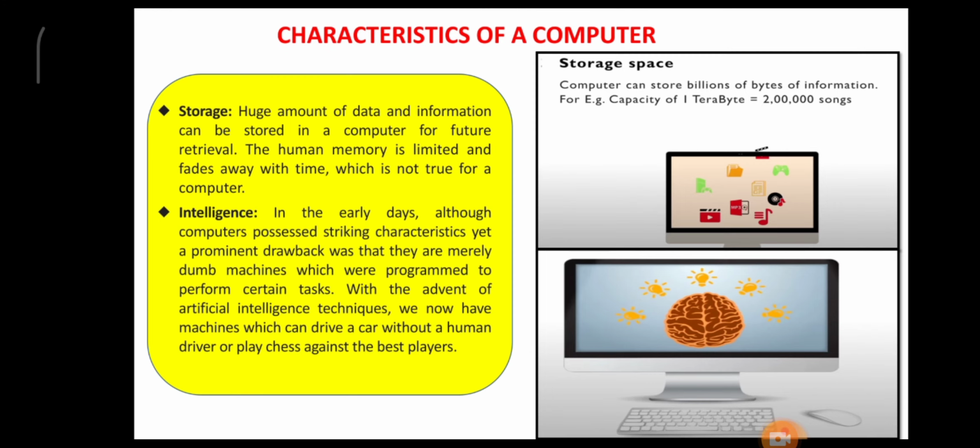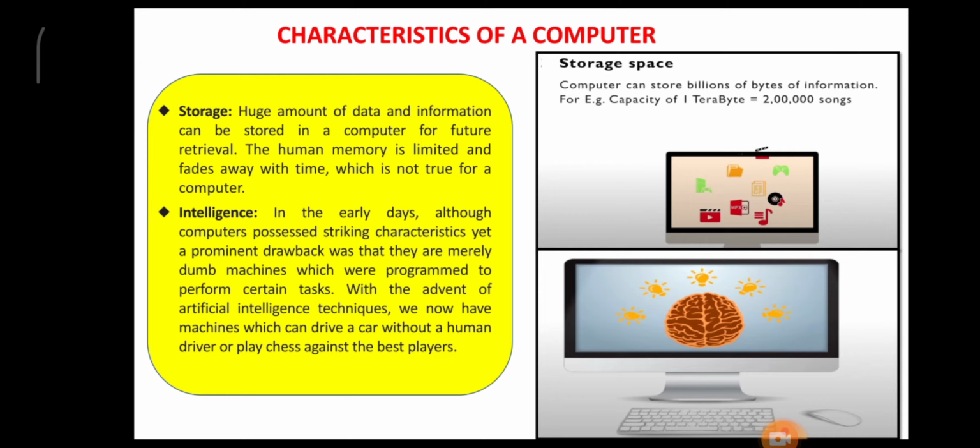Now, storage. Now look at the picture. Storage space. A computer can store billions of bytes of information. For example, a capacity of 1 terabyte is equal to 2 lakh songs. So that much amount of storage space is possible. That provision is always there in terms of storage. So a huge amount of data and information can be stored in a computer for future retrieval.